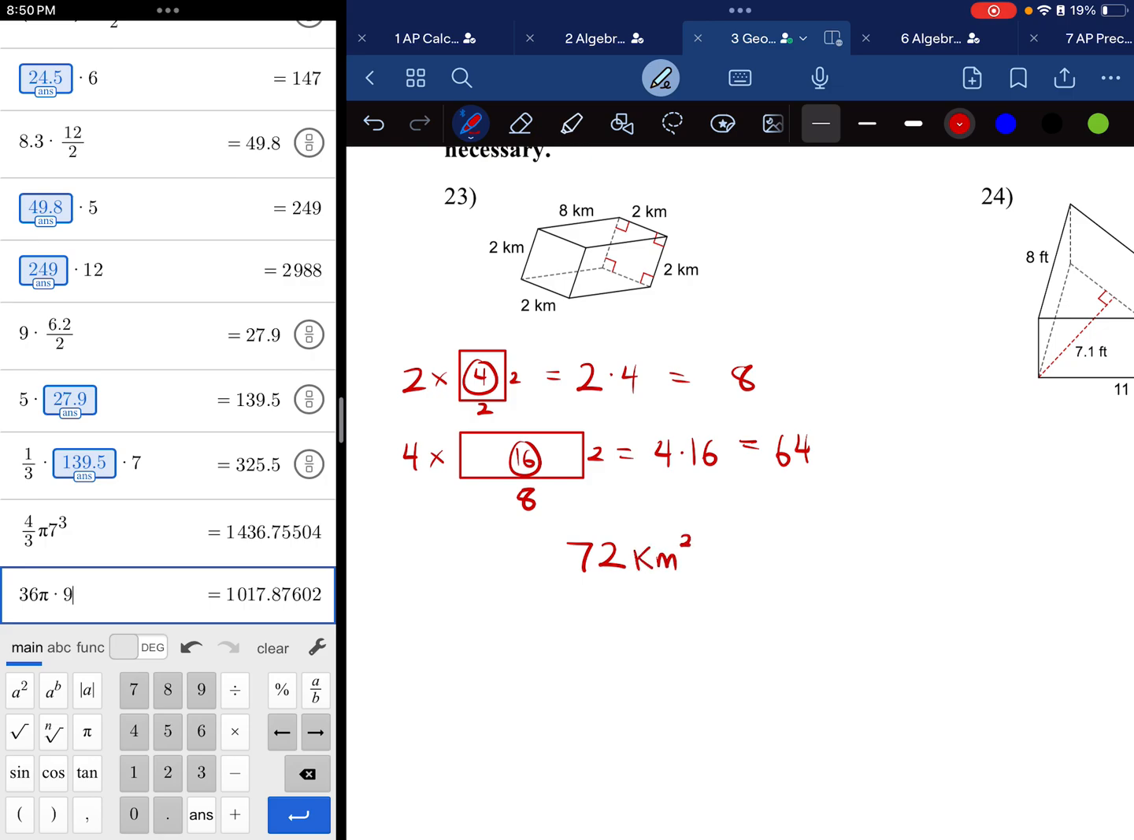We're talking about area now, so it's switched from cubed to squared. So 72 kilometers squared. I'll check that in a little bit, but I think that looks good so far.